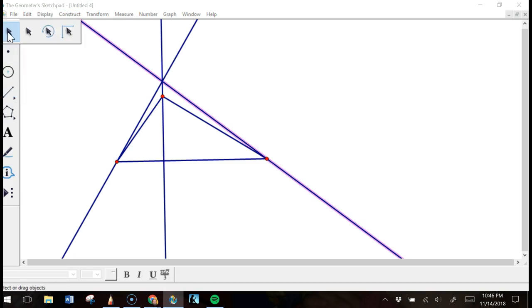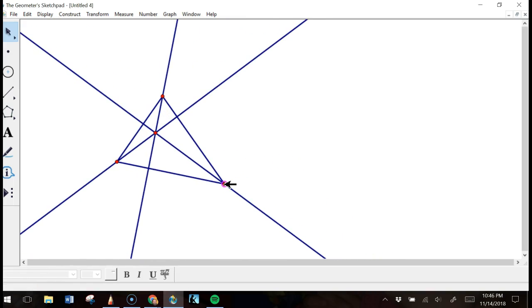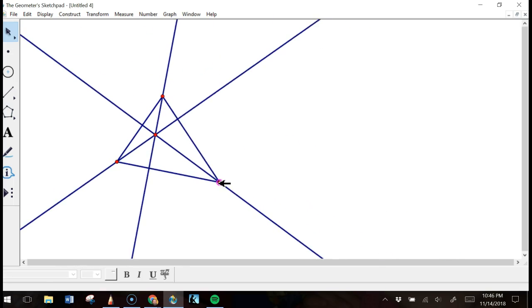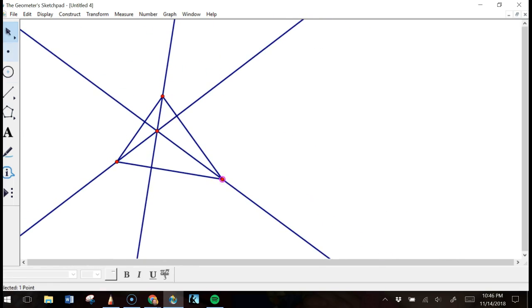You will note that this center happened to end up outside the triangle. That's completely fine. If I move and make it an acute triangle, it's going to come inside. If I make it an obtuse triangle, it's outside. So let's put it on the inside for the moment.